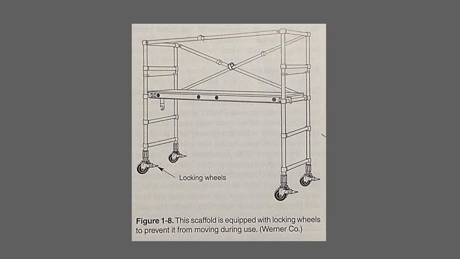Scaffolds. Wooden scaffolds are preferred to metal scaffolds for electrical work. If a metal scaffold must be used, it should be grounded. Handrails and toe boards should be secured to the top level. Lock all wheels, if equipped, to prevent unwanted movement.